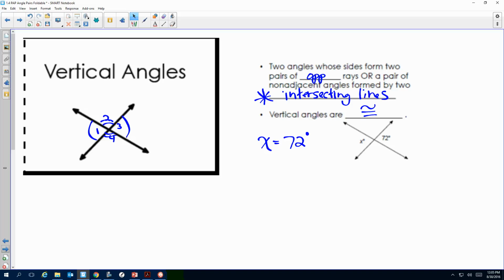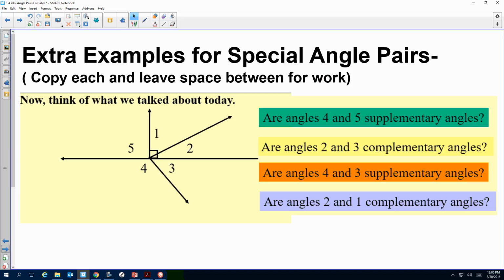We just did that. What we're going to do now is the extra examples. The examples that I asked you to copy down, that's more like your assessment-like questions, your test questions, okay? So go to your new page where you wrote this down. Let's see if we really understand supplementary and complementary first. So let's look at this figure.